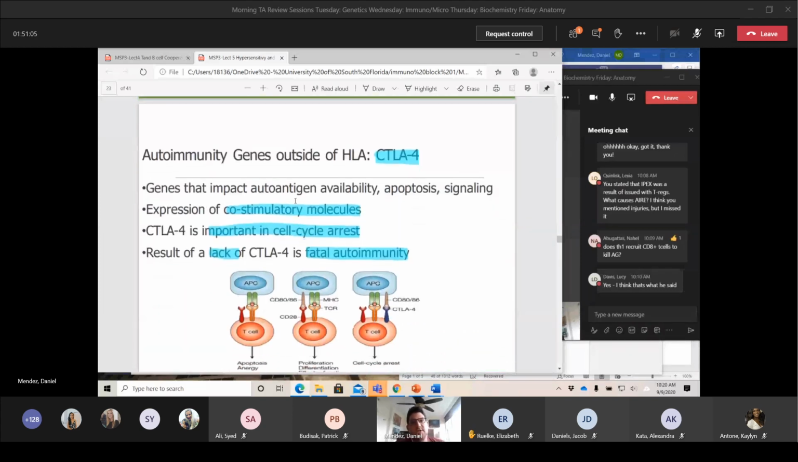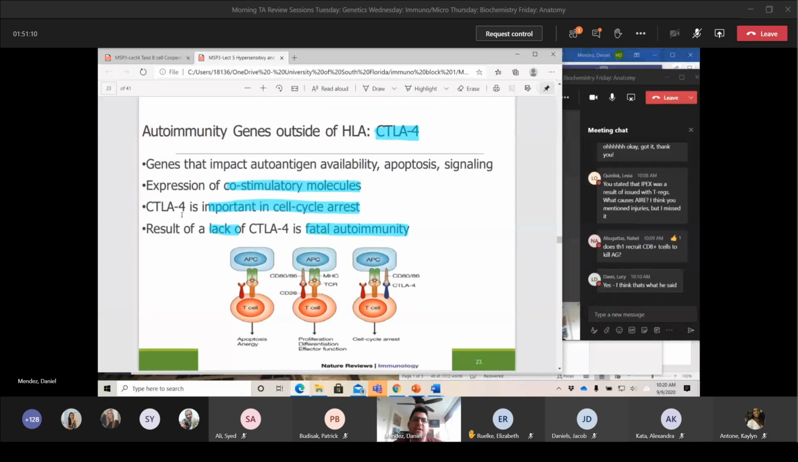All right, so autoimmunity genes outside of HLA, of course, CTLA-4. If we have an issue with CTLA-4, then we have fatal autoimmunity. So like I said before, the importance of CTLA-4 is that we can stop our immune response, so that we can put a limit to it. We can actually attenuate that immune response and say, okay, we have defeated the microbe, that is enough, let's calm down, and let's get to the next step. So if we don't have that CTLA-4, then we're never actually stopping those T cells. If we're not stopping them, then that's when we can develop things like autoimmunity. And this one can be particularly fatal because we have no way of stopping it whatsoever.